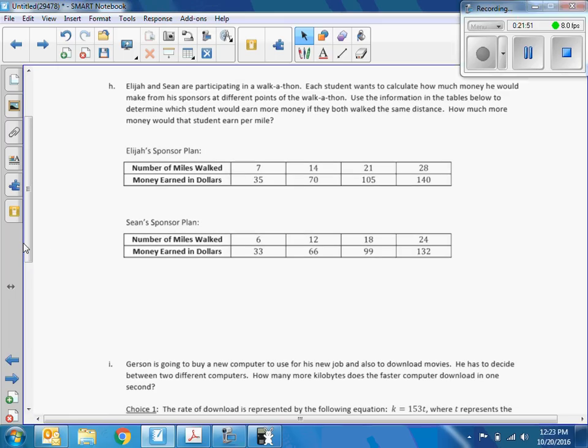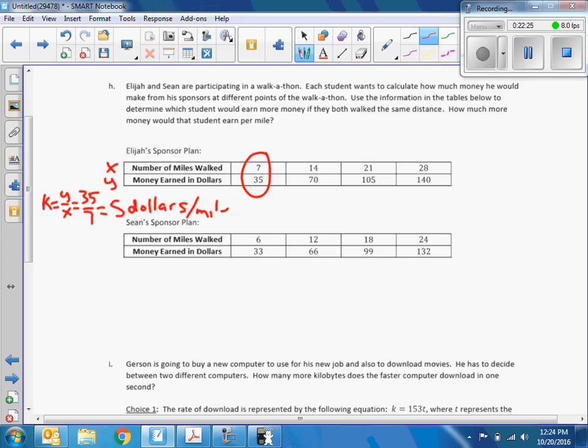Elijah and Sean are participating in a walkathon. Each student wants to calculate how much money he or she would make from his sponsors at different points in the walkathon. Use the information in the table below to determine which student would earn more money if they both walked the same distance. How much more money would each student earn? All right, again, we have x, we have y, we have k equals y over x. Pick any one, it doesn't matter. I'll pick the smallest one. 35 divided by 7 equals $5 per mile. That's Elijah. $5 per mile.